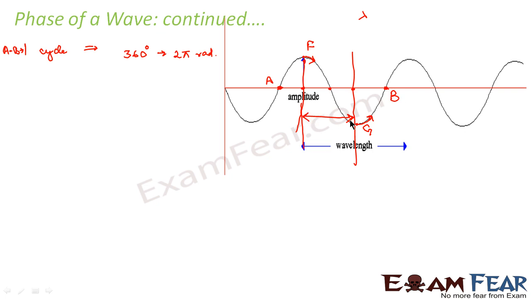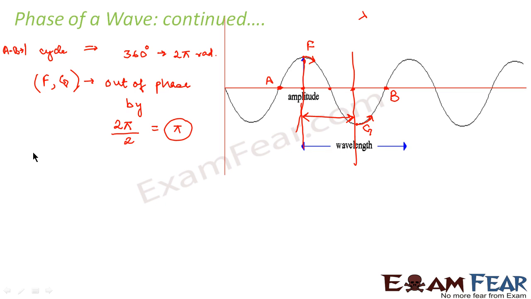So, how much is this part? The distance between F and G is half of the total distance of A to B. Now, this A to B corresponds to how much angle? We say that point F and G are out of phase by 2 pi divided by 2. That's because A to B is 2 pi and F to G is half of A to B. So, that means half of 2 pi. So point F is out of phase to point G by pi radians.